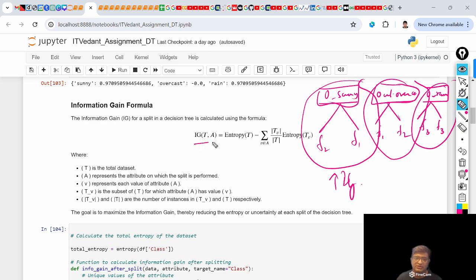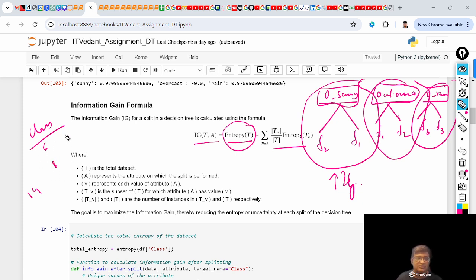Now, how is the information gain calculated? This is the formula, and we can see it's very simple. We calculate the total entropy, which is with respect to our total data of 14 records. In that, how many are positives? Say, for example, we have 6 positives and 8 negatives.